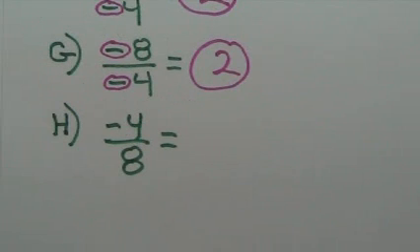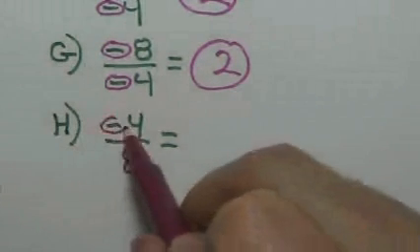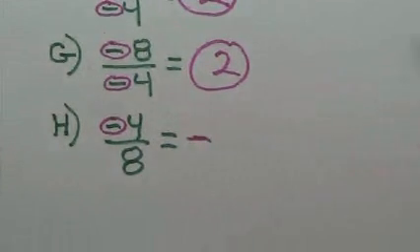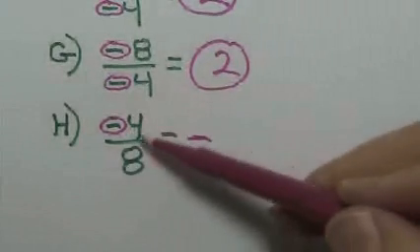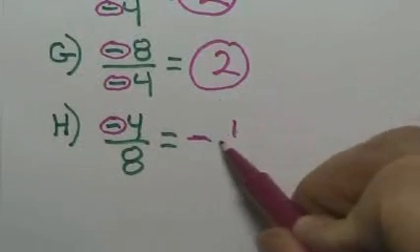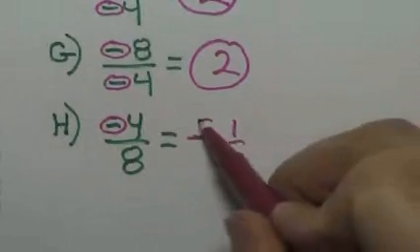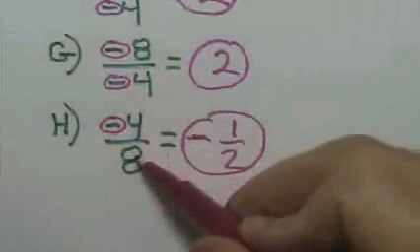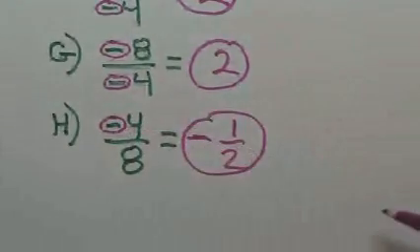Letter H is a tricky one. The answer is not two. The answer is not negative two. First of all, I have one negative, so I know my answer is negative. But 4 divided by 8 can be reduced to 1 half. The answer is 1 half, and there's one negative, so it's negative 1 half.